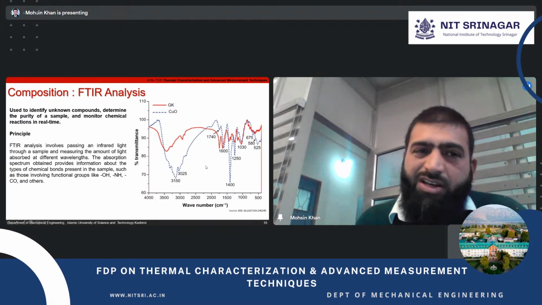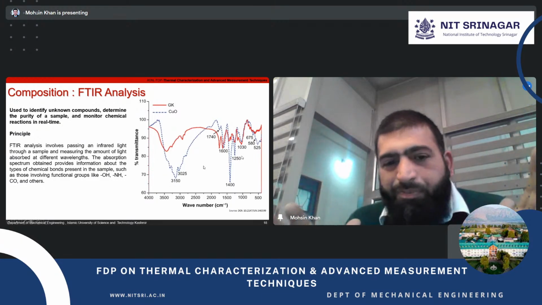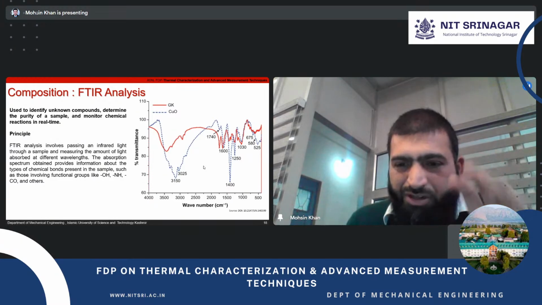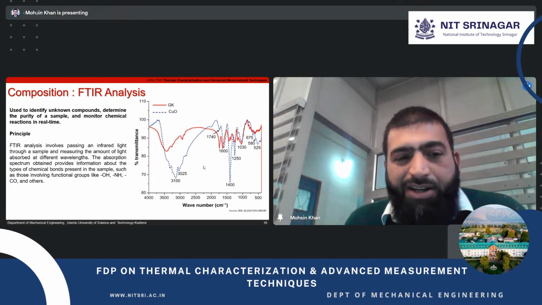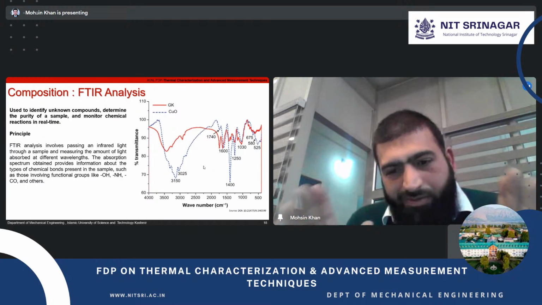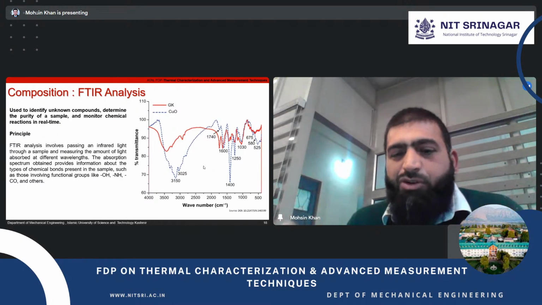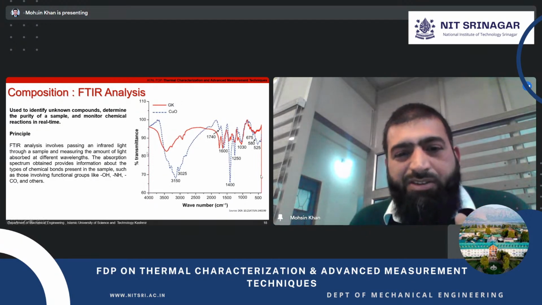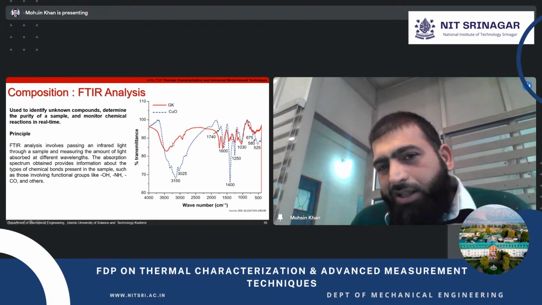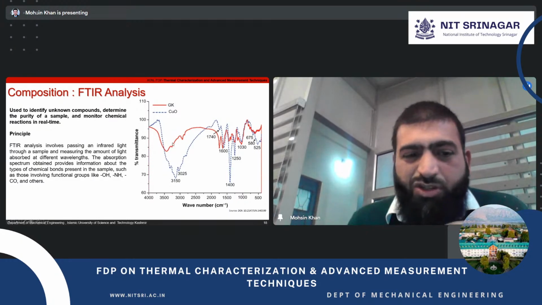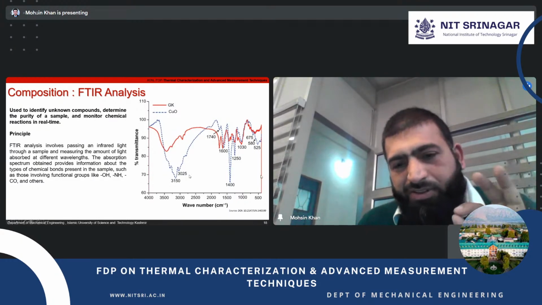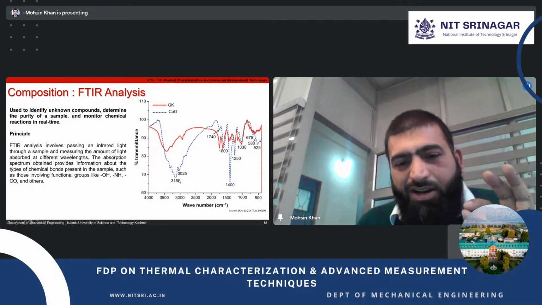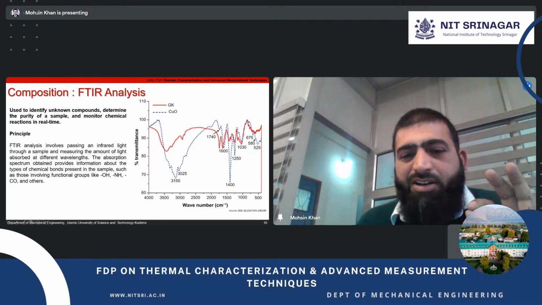Essentially, when we subject a sample to FTIR analysis, we subject it to infrared light at a particular wavelength. At one point in time, it is subjected to one particular wavelength. As a function of the wavelength, we can see the transmittance. A particular transmittance value corresponds to a particular functional group. Suppose this is 3150. At 3150, it has around 68% transmittance.